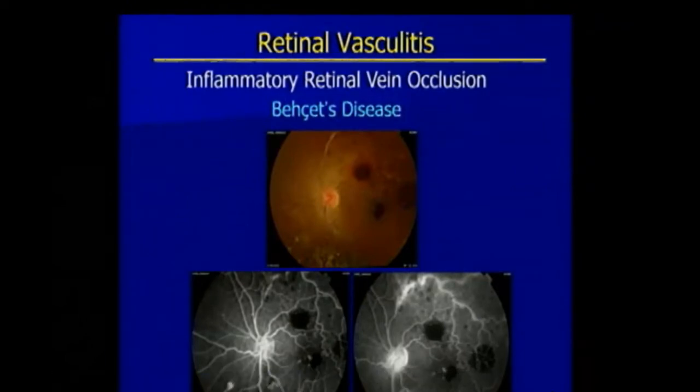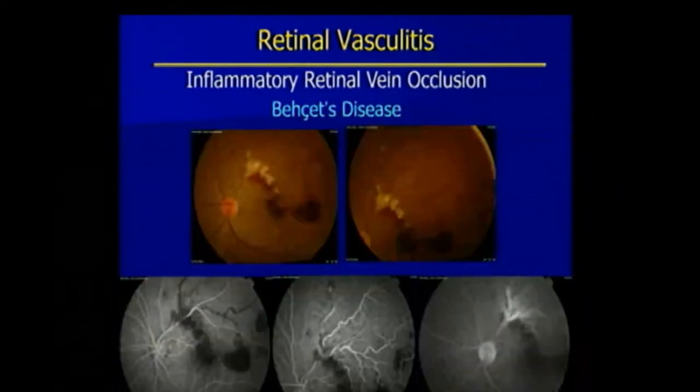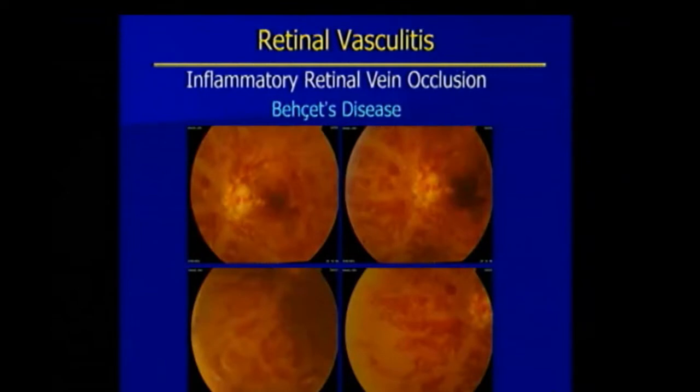Collaterals. All these cases had Behçet disease. Another condition here, another patient with inflammatory vein occlusion. And this was a dramatic presentation. A young male, a 22-year-old male, presented with a picture suggestive of central retinal vein occlusion.